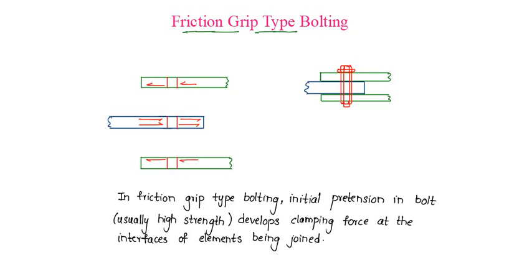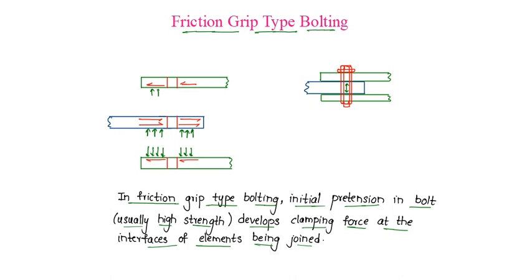Friction grip type bolting. In friction grip type bolting, initial pretension in the bolt, usually high strength, develops clamping forces at the interfaces of elements being joined. That is, the initial pretensioning in the bolt causes clamping forces. These are the clamping forces at the interfaces of elements joined.